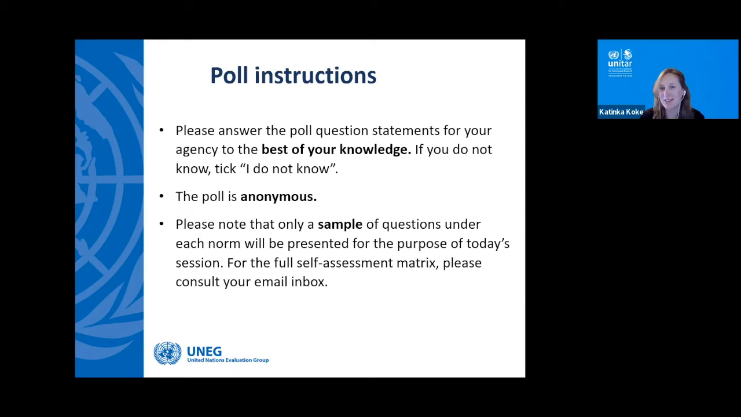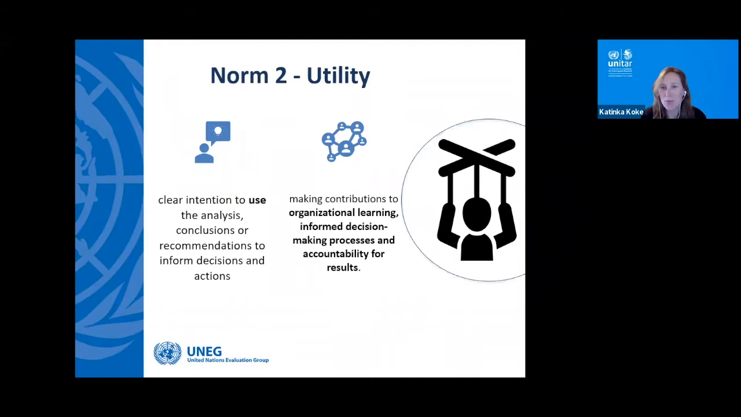However, I still think it's a good exercise, at least it was for myself, to reflect about the questions for our respective evaluation functions. And finally, for time purposes, we will only be able to include 4 questions. There will be just 4 polls, and this is just a little extract from the entire matrix. But afterwards, we invite you, if you have time and are interested, to go through the entire matrix and maybe do the self-assessment for your own evaluation function. Okay, if you're ready, we can move to the first norm, for which we will have a poll as well.